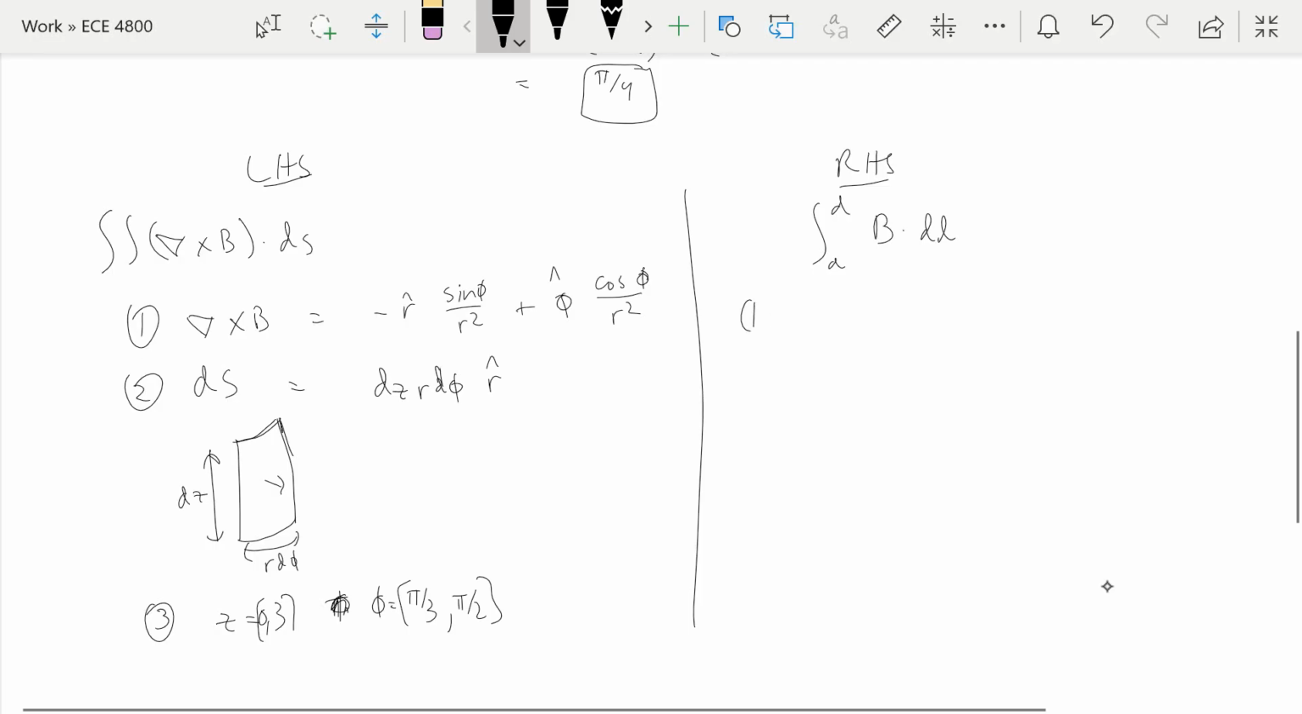All right, the first step is what is B? We already have a formula for B. It's equal to z hat cosine of phi over r. And the next stage is dl. In the cylindrical coordinate system, dl is equal to r hat times dr plus phi hat times r d phi plus z hat dz.